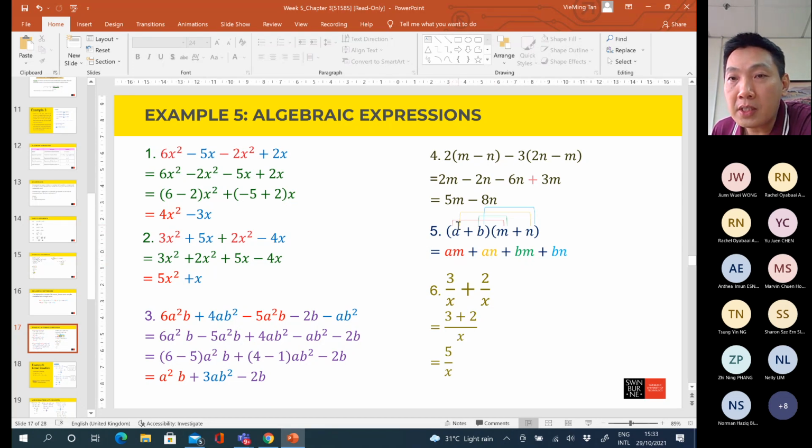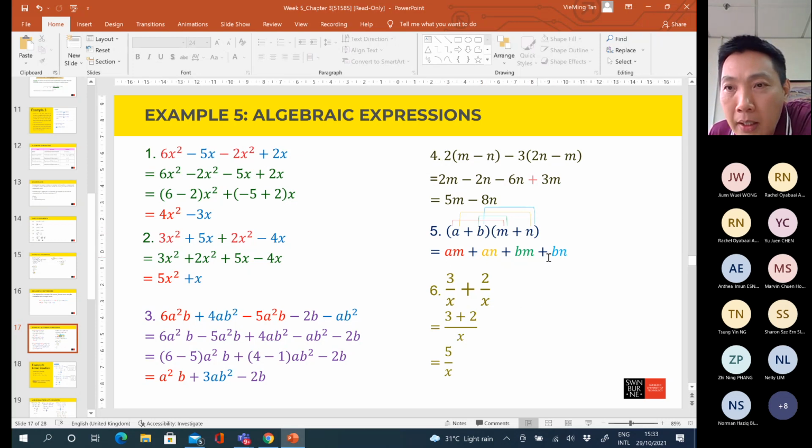Then use the first term in the first bracket, multiply with the second term in the second bracket. So it's a multiply n. So you get an. Put here. Plus. Now we move on to the second term in your first bracket, multiply with the first term in the second bracket. You'll get b multiply m, you'll get bm. Lastly, use the second term in the first bracket, multiply with the second term in the second bracket. So you'll get bn.